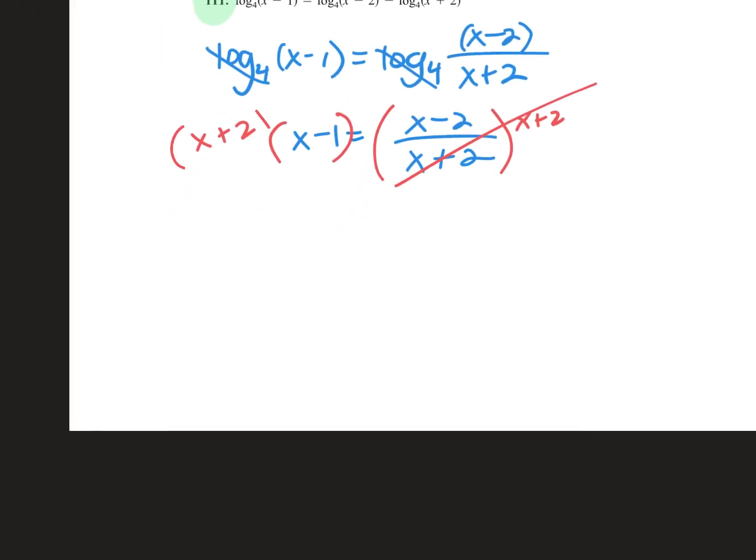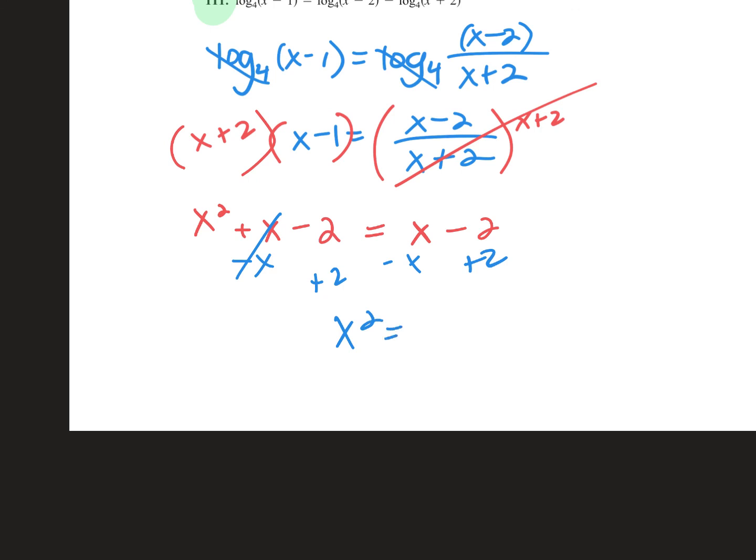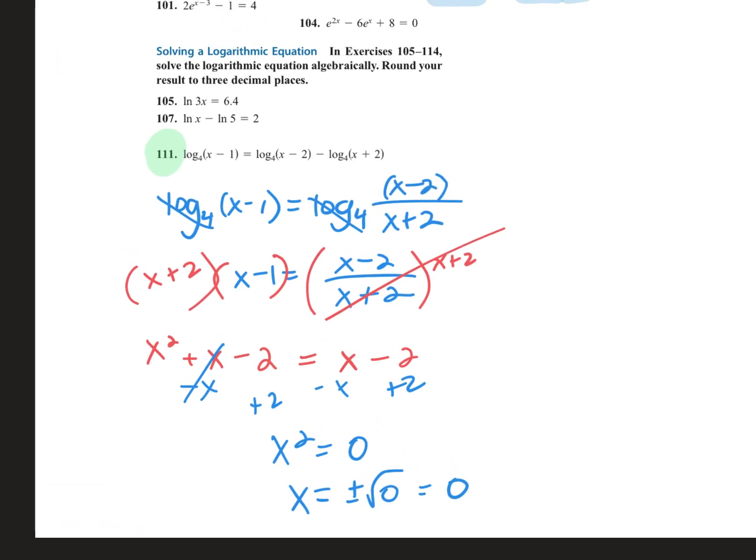On the left here, if I FOILed this out, I'd get x squared plus x minus 2 equals x minus 2. Subtract the x. Cancels out. I can add the 2 here. X squared equals 0. X would equal plus and minus the square root of 0, which is just 0. And then these are the ones we check, right?